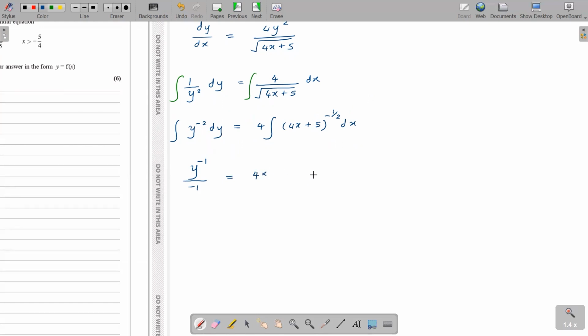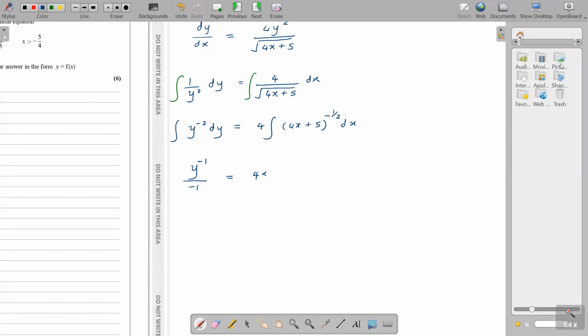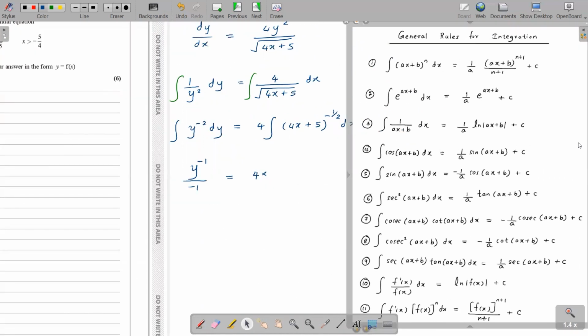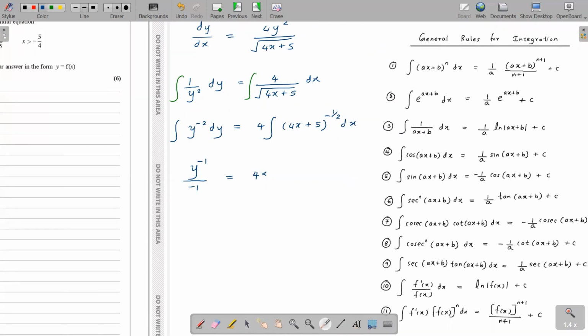On the other side, when you integrate, you get here 4 times (4x+5) to the power -1/2. (ax+b) to the power n. Do you remember the rule? Yeah, so these are the integration rules just to show you. I have written here. Can you see? Rule number 1, (ax+b) to the power n. When you integrate, it's 1 over a times (ax+b) to the power n+1 over n+1. Are you with me? So apply that rule.